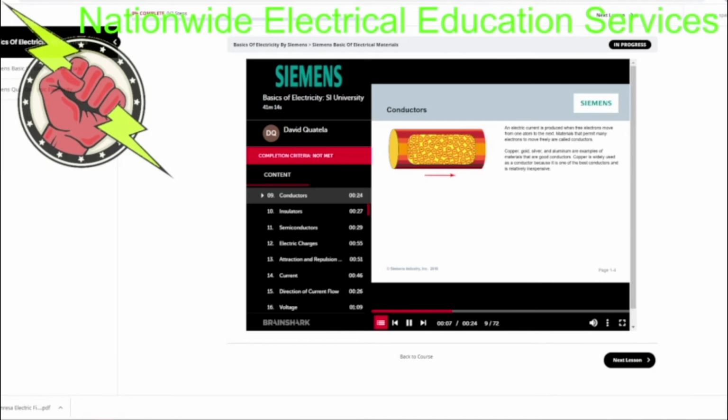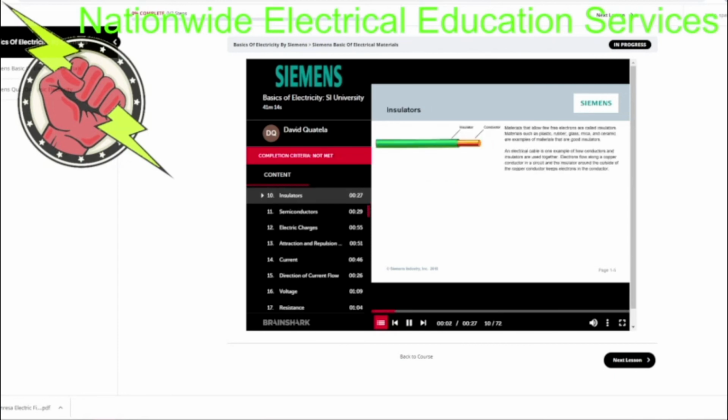Materials that permit many electrons to move freely are called conductors. Copper, gold, silver, and aluminum are examples of materials that are good conductors. Copper is widely used as a conductor because it is one of the best conductors and is relatively inexpensive.